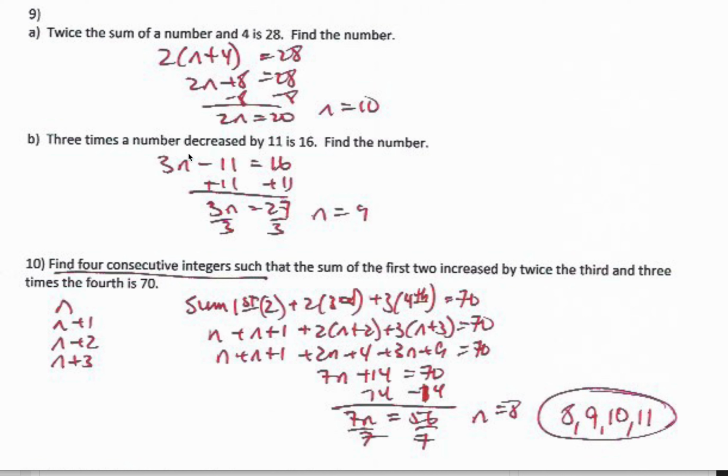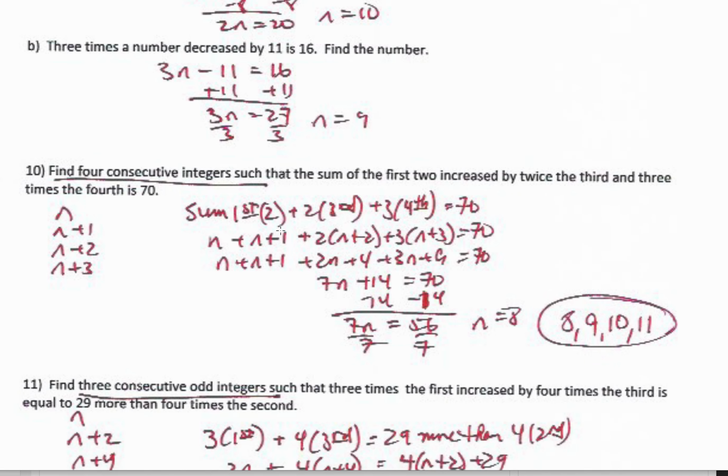Letter B, 3 times a number decreased by 11. Decreased means to subtract. This time there's no twice the sum, so it's just 3 times a number decreased. So here's my 3 times a number. Here's my decrease. By 11 is 16. That's pretty straightforward. Standard two-stepper, add 11 to both sides. 3n is 27. Dividing by 3, n is 9.